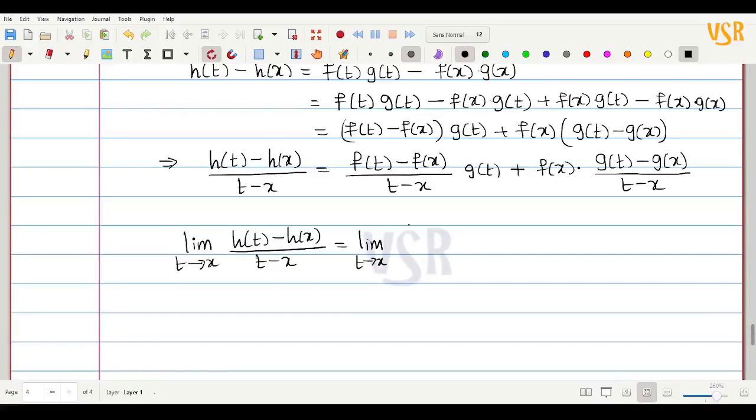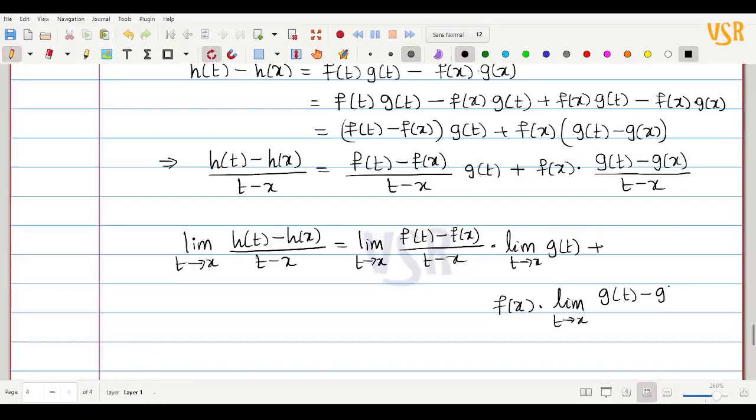இதை ஃபுல்லா எழுதிக்கலாமா? So I may write it in this way, that is f of t minus f of x divided by t minus x into g of t plus. அப்போ லிமிட் எல்லாம் தனித்தனியா பிரிச்சுக்கலாமா? Into limit t tending to x g of t, plus f of x வந்து கான்ஸ்டன்ட், ஏன்னா இங்க t தான் லிமிட். அப்போ இது f of x கான்ஸ்டன்ட். Then f of x into limit t tending to x of g of t minus g of x divided by t minus x.